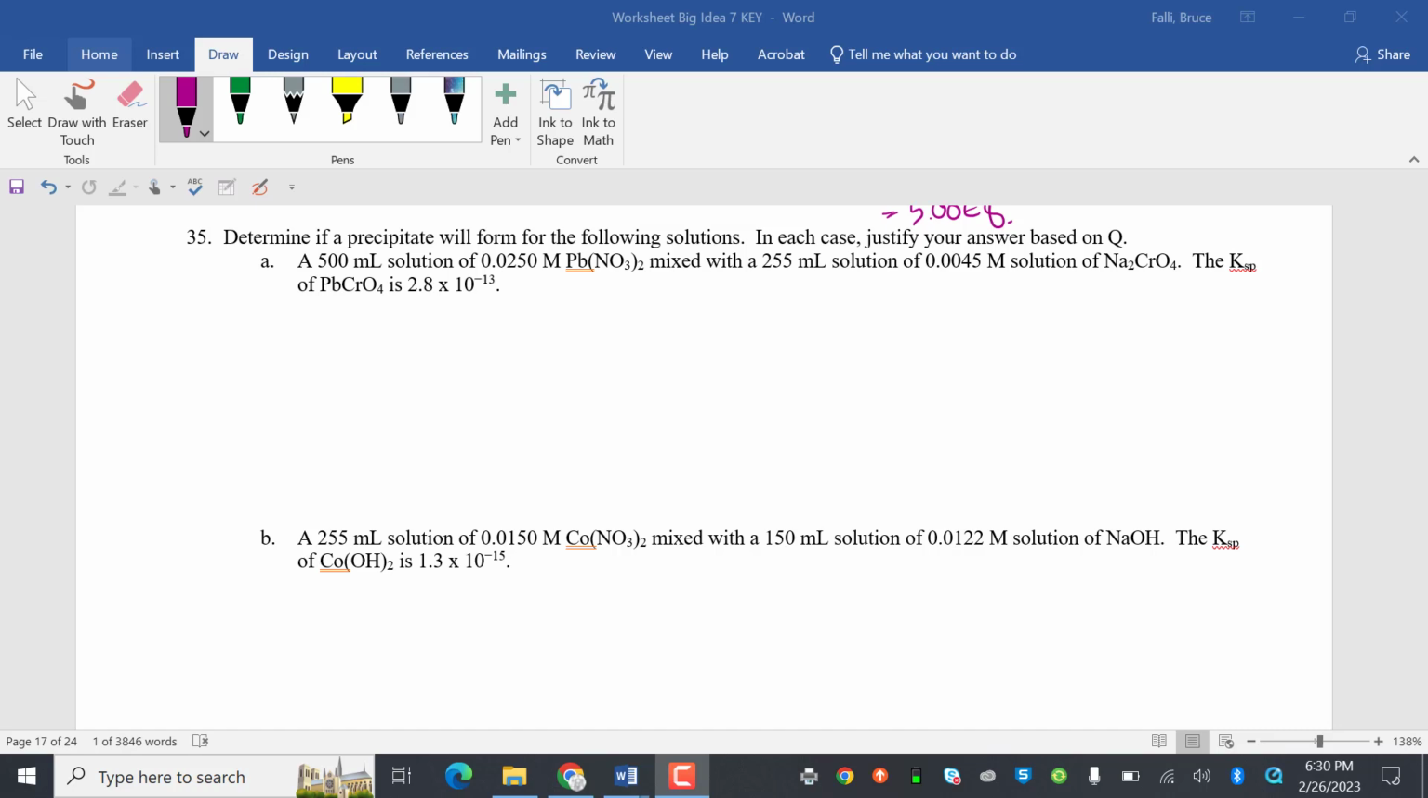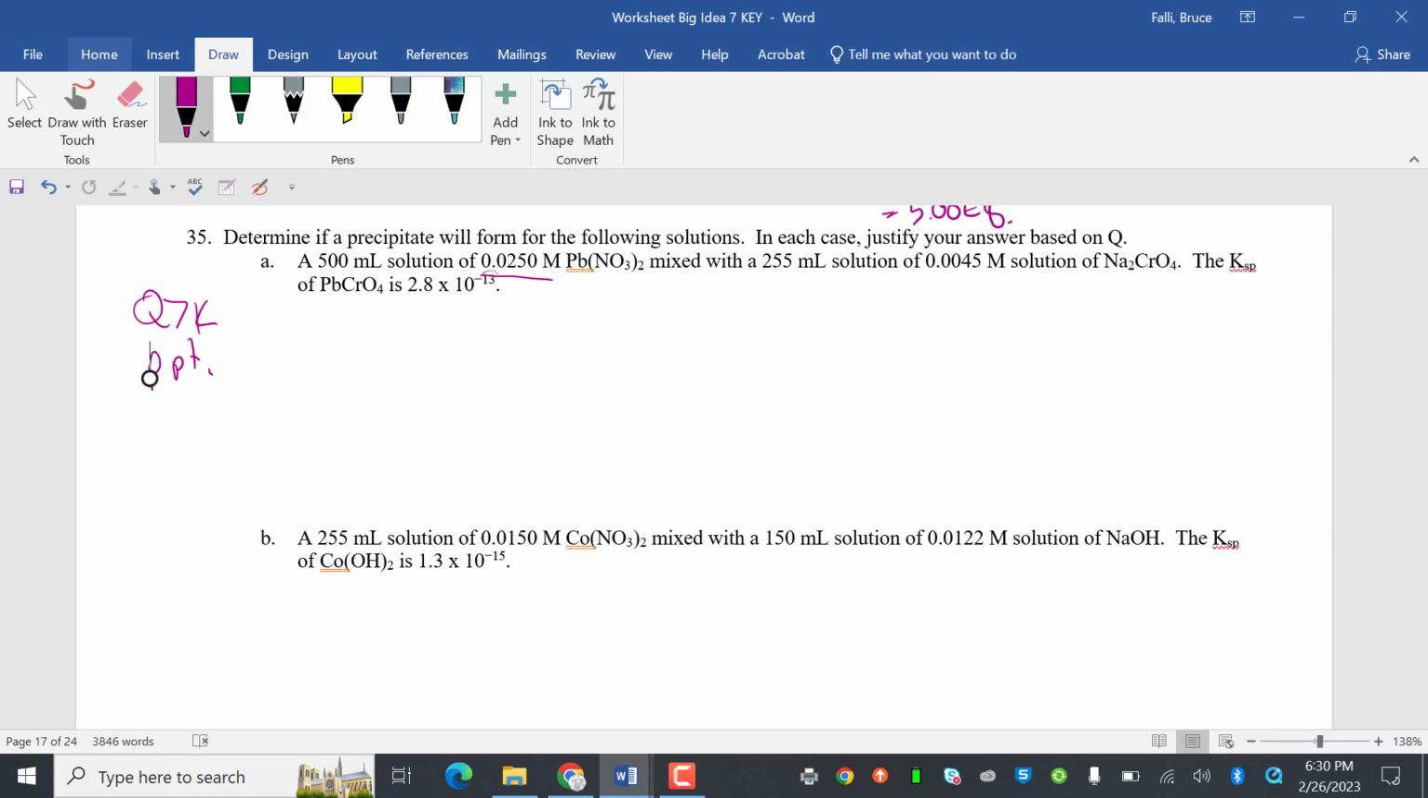Determine if a precipitate will form for the following solutions. In each case, justify your answer based on Q. Remember, if Q is bigger than K, you get a precipitate. And that's it. A 500 milliliter solution of 0.025 molar lead nitrate is mixed with a 255 milliliter solution of 0.0045 molar solution of Na2CrO4. The Ksp of PbCrO4 is this.